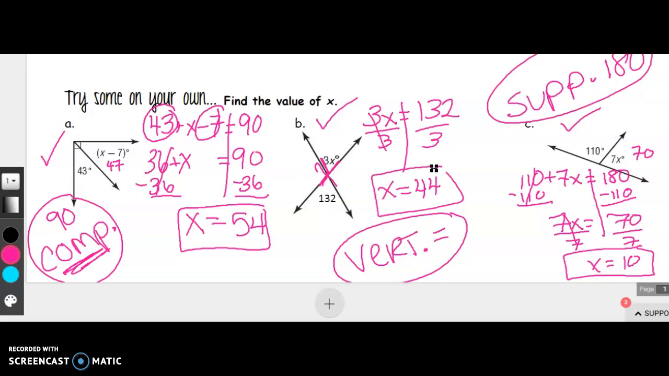But if we're looking at supplementary angles, then we're going to set up an equation where we add up the things that they give us, and our equation will equal 180. So that's really the biggest thing between connecting what we did yesterday and what we did today. So I'm just going to write add to 180, add to 90. In vertical, you put equal to each other. Does that kind of sum it up, Mrs. Bovenizer? Yeah, I think that's perfect.